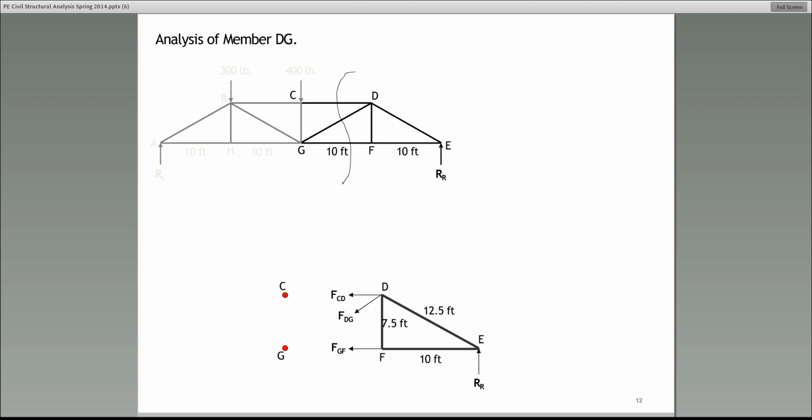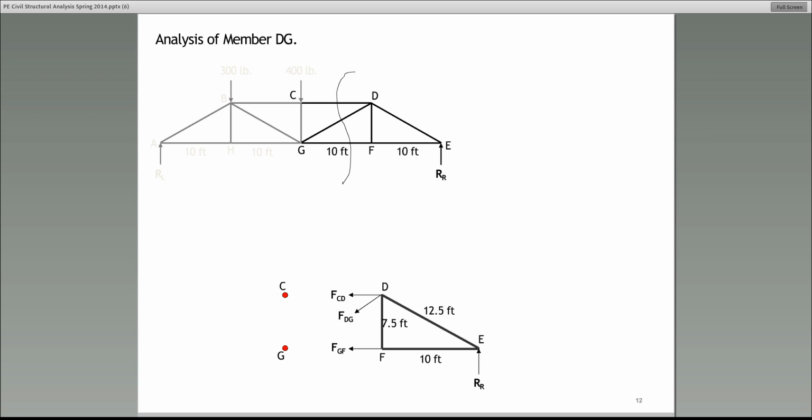And in this case, I'm showing you the section that I've chosen. You cut through CD, GD, and GF. All right? The free body diagram is at the bottom. Do you agree with that? You should, because it is correct. And so that's the free body diagram. In this case, I chose the section to the right of the cut.